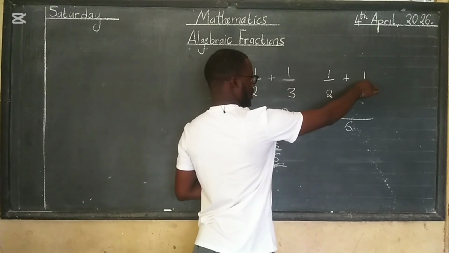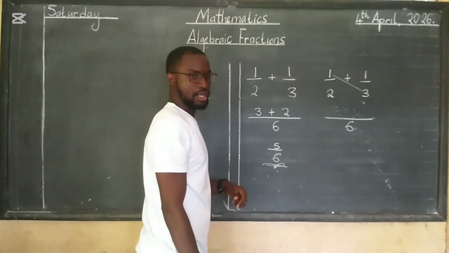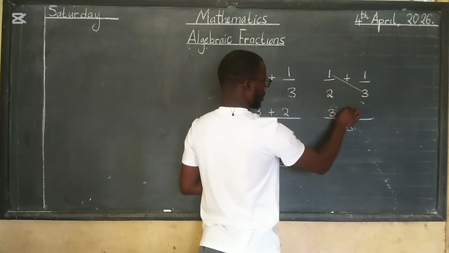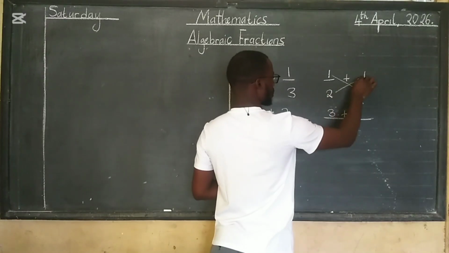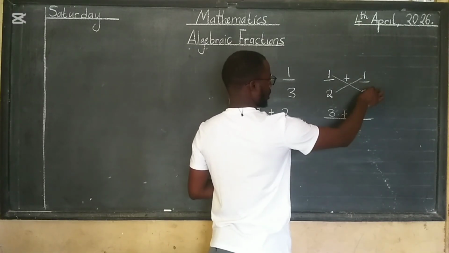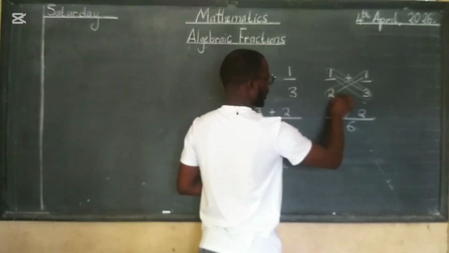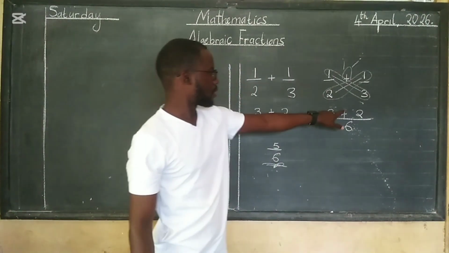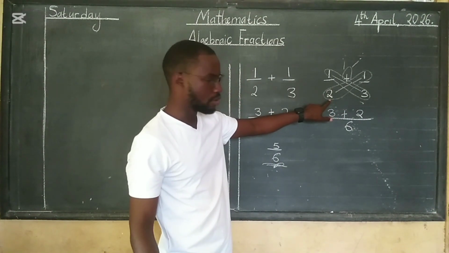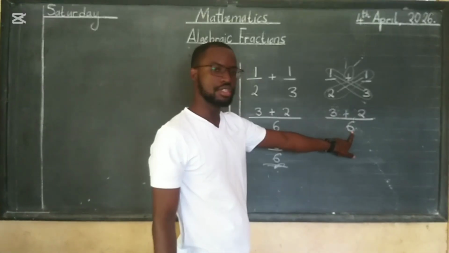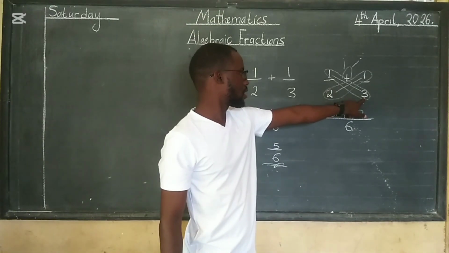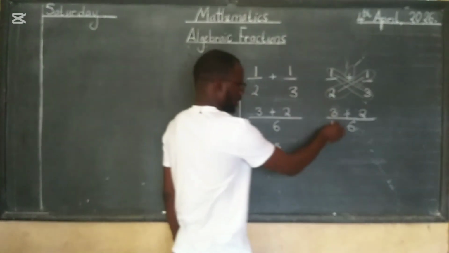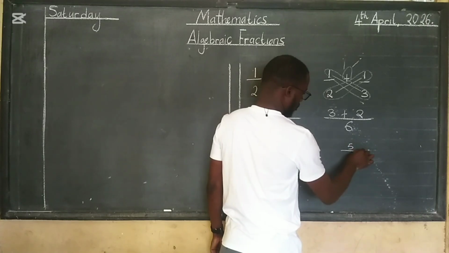Then you multiply the diagonals. So 3 by 1, 2 by 1. If you do this, it kind of looks like a butterfly. So you just multiply the bottom numbers, the denominators, 2 by 3 to give you this. Then 3 by 1, 3, 2 by 1, 2. Then you just add them. This plus this will give us 5/6.